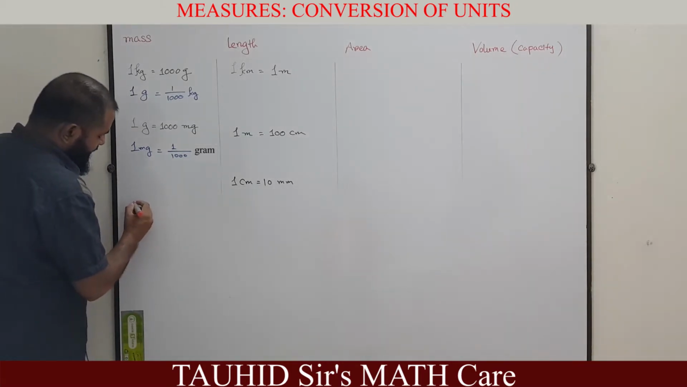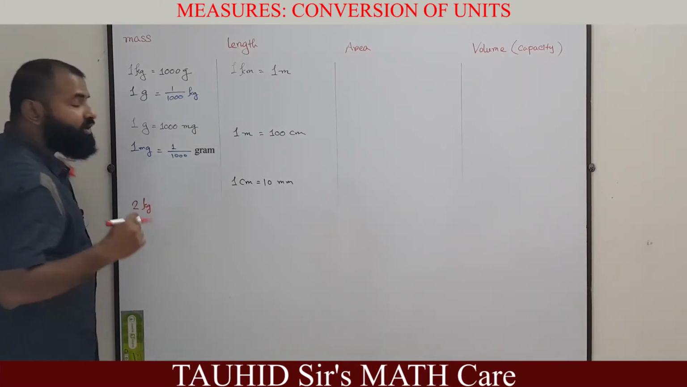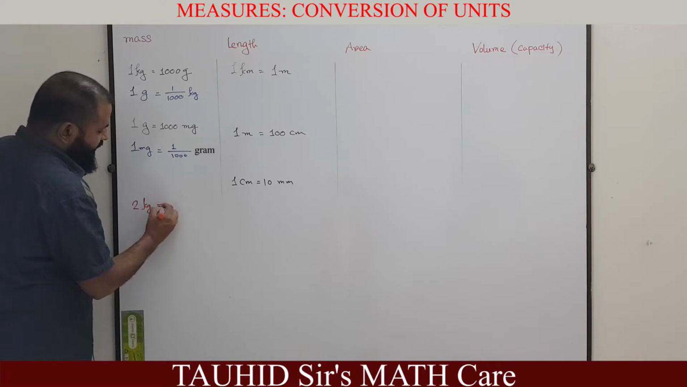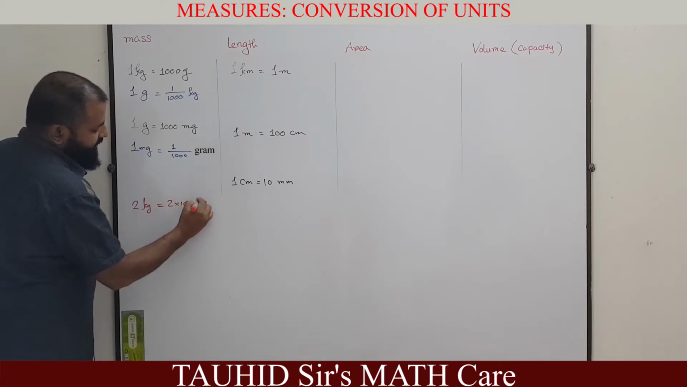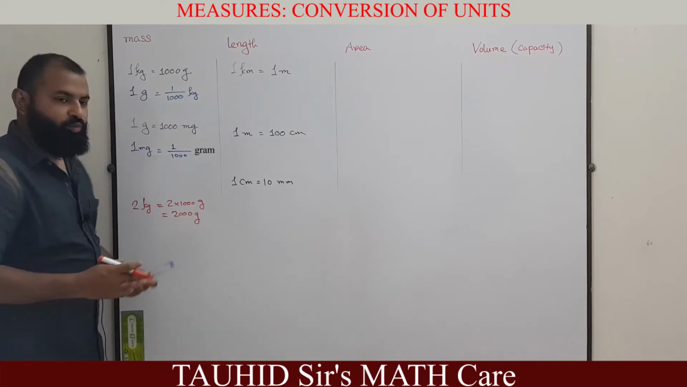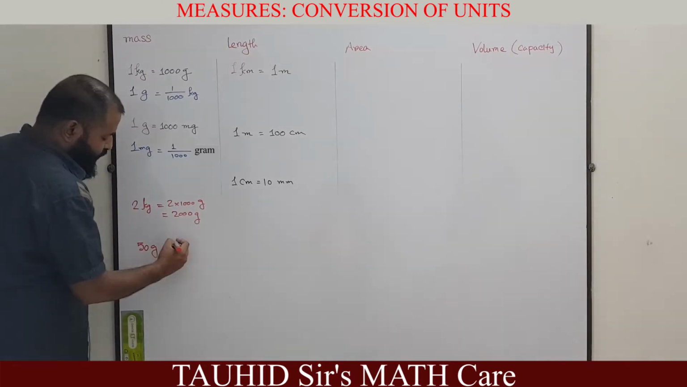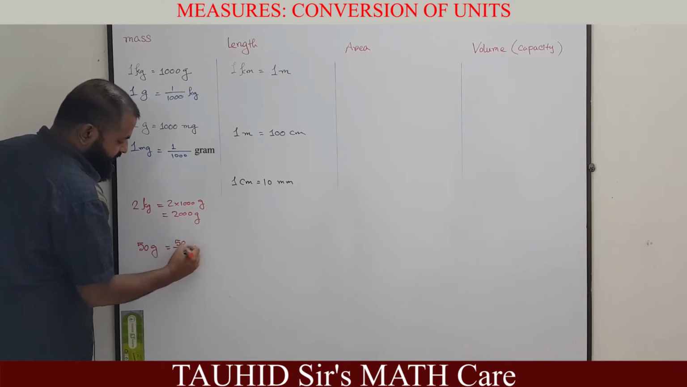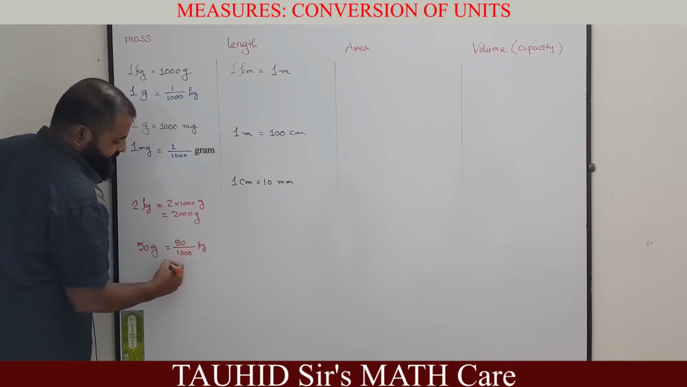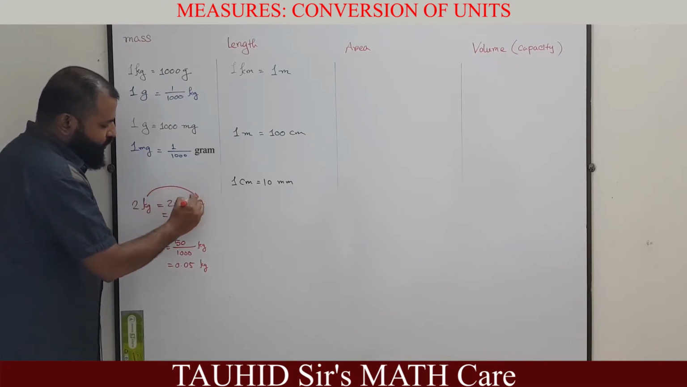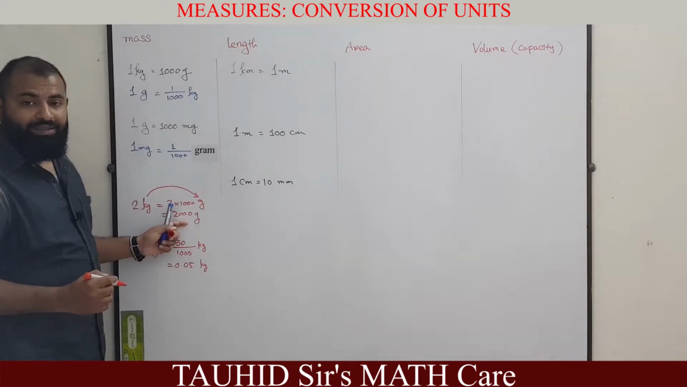For example, if you are asked to convert 2 kg to the smaller unit gram, 2 kg equals 2 into 1000 gram, that means 2000 gram. Again, assume you have 50 gram and you need to convert it to kg. Then what would you do? 50 divided by 1000 kg, that means 0.05 kg.